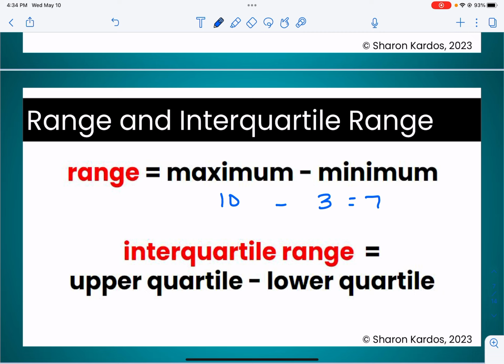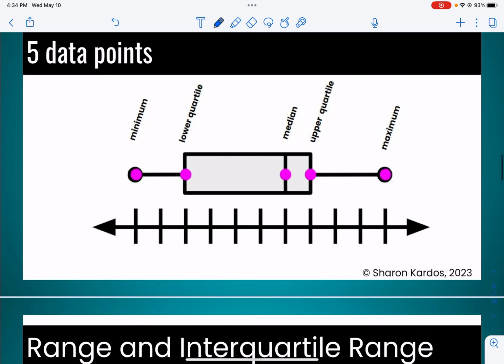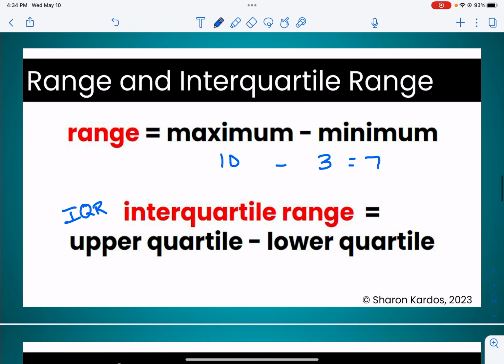The interquartile range, which some people will refer to in shorthand as the IQR, is the upper quartile minus the lower quartile, or the difference between the upper quartile and the lower quartile. So my upper quartile, at the edge of the box, was 9, and the lower quartile was 5. So 9 take away 5 is 4.